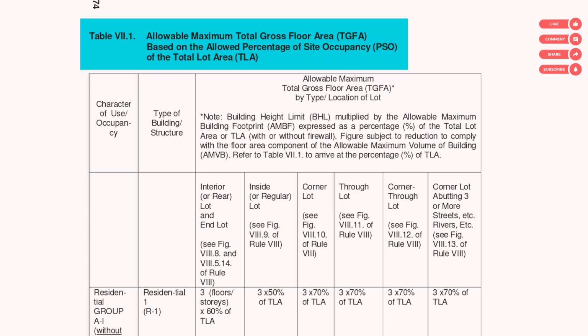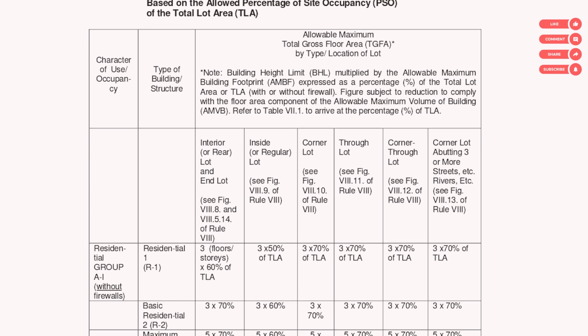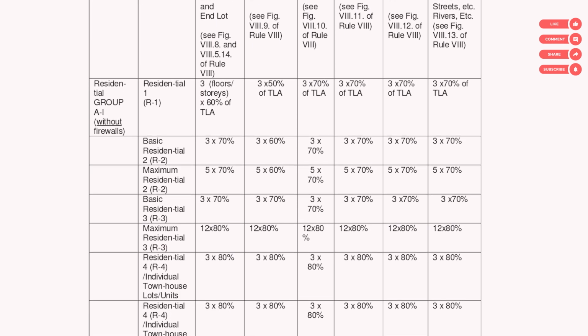So, TGFA maximum can be computed in different ways, but the most often used method is using the maximum TGFA table. Table 7.1 in Rule 7. Sorry, ignore the page numbers. Okay? We have different copies kasi so my page numbers might not be the same as yours. But look for Table 7.1 in the building code. Again, this table gives us the allowable maximum total gross floor area. Bibigyan ka niya ng formula to compute for the TGFA max, is what we call that value.